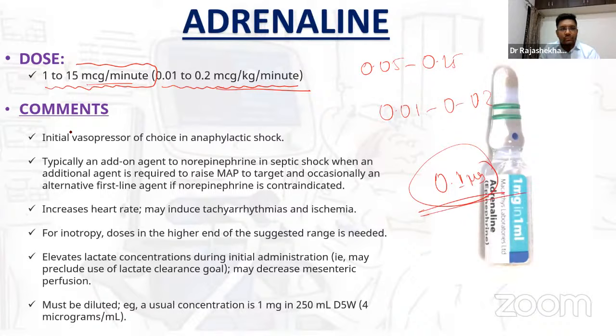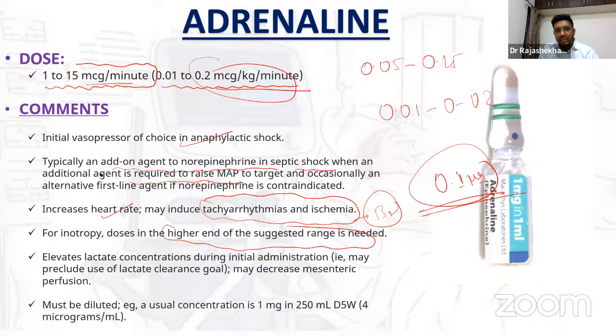Adrenaline is the initial vasopressor of choice in anaphylactic shock. And it is typically considered the add-on agent to norepinephrine in septic shock, when an additional agent is required to raise the MAP. It usually increases the heart rate, and sometimes it is very dangerous, inducing tachyarrhythmia and ischemia, because it has potent beta 1 activity, as I told you. For inotropy, if you want adrenaline, you should go for the higher end of the suggested range, about 0.2 microgram per kg per minute.